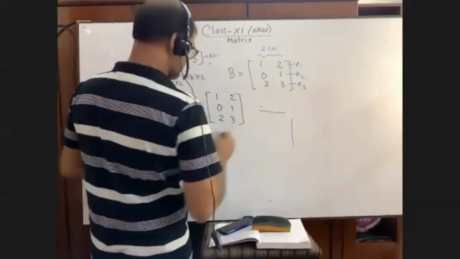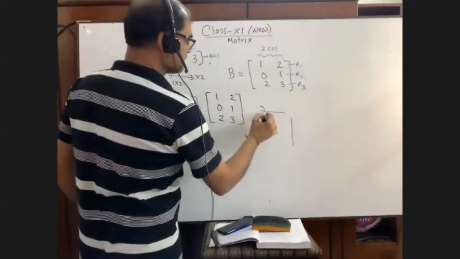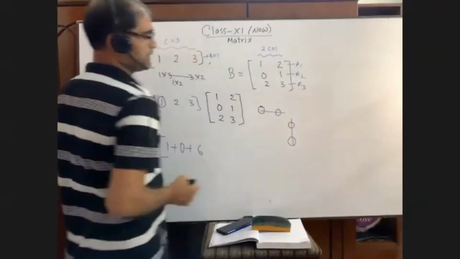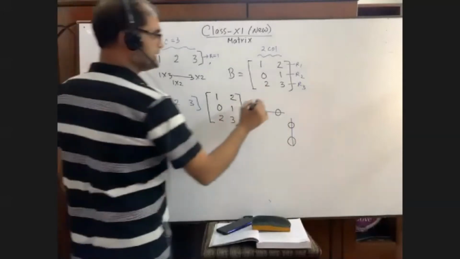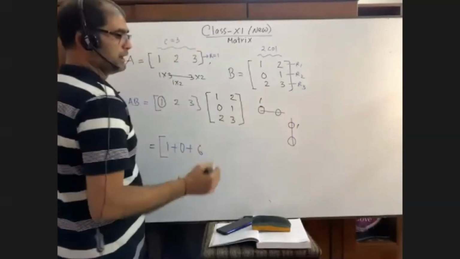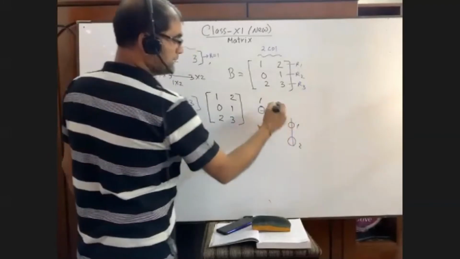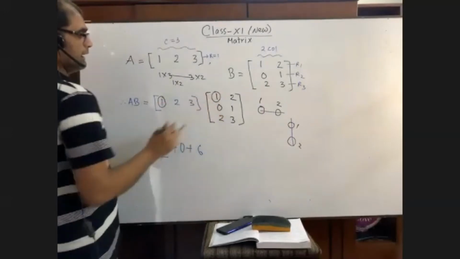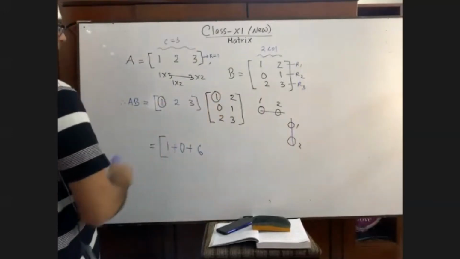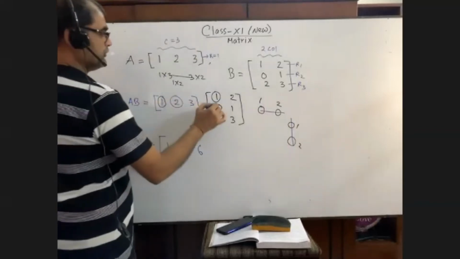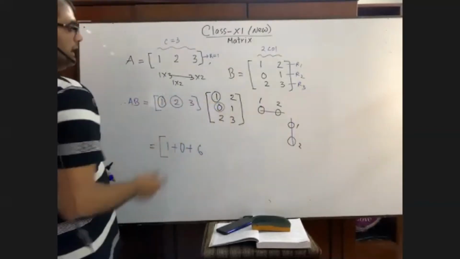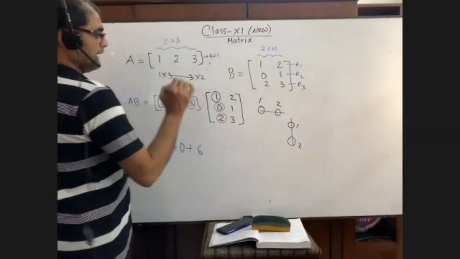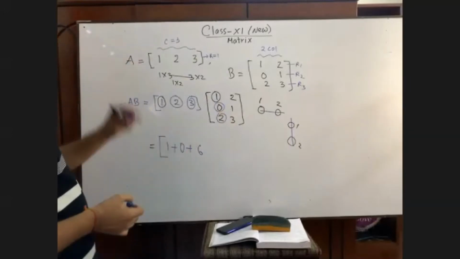That means suppose there is a term here, there is a term here, there is a term here, there is a term here. This and this will be multiplied, plus suppose it is 2, this will be multiplied. That means this 1 into 1, I have multiplied. What is the result? 1. These 2 and these 0 have been multiplied. What is the result? 0. These 3 and these 2 have been multiplied. What is the result? 6. Please try to understand.